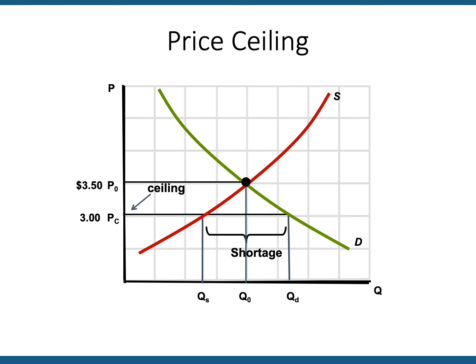At that lower price, look at where it intersects with the supply curve, and drop down to the x-axis, Q sub S, that's the number of apartments that will be on the market available for rental at that artificially low price, and the quantity demanded at that artificially low price will be way higher. That results in a shortage, right?